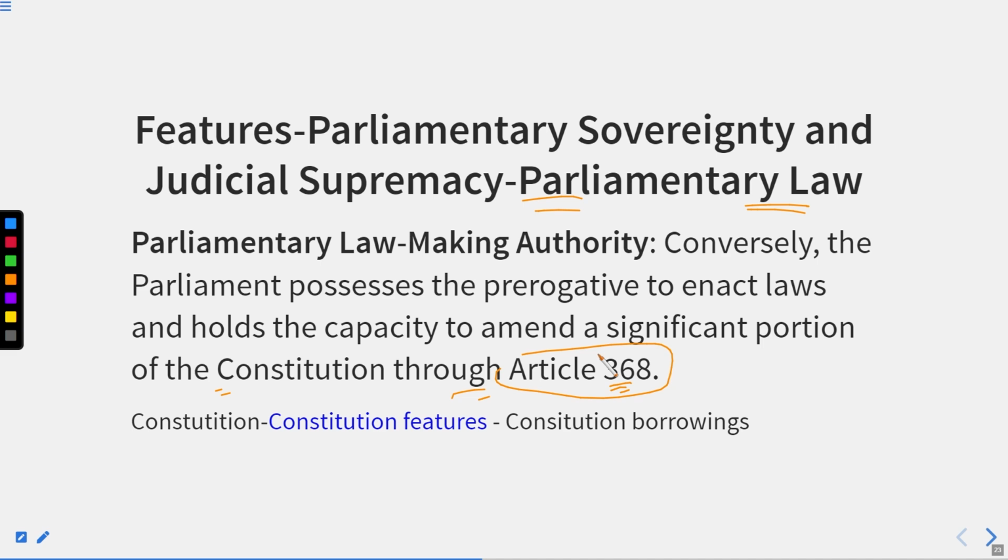The constitution also grants a power of amendment to the parliament so that they could make the necessary amendments in the constitution or make the changes in it as per the requirements. So that's why it is balanced, the judiciary and the parliament. Got it?